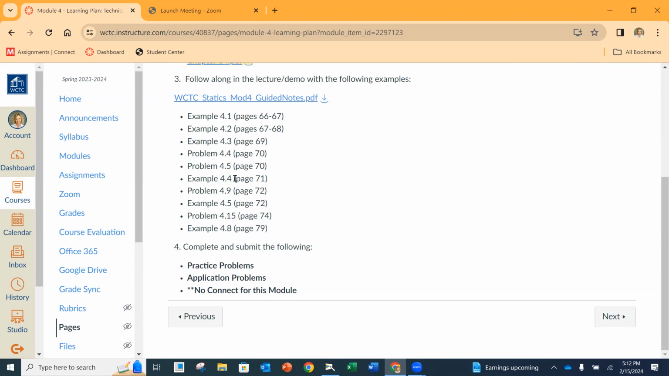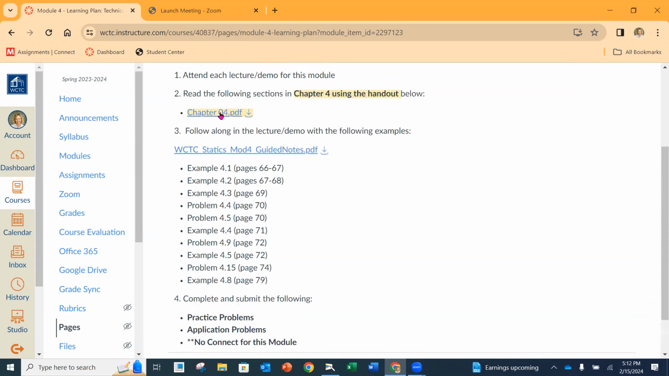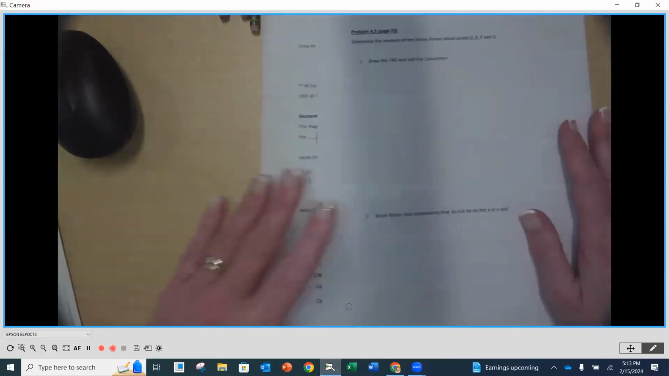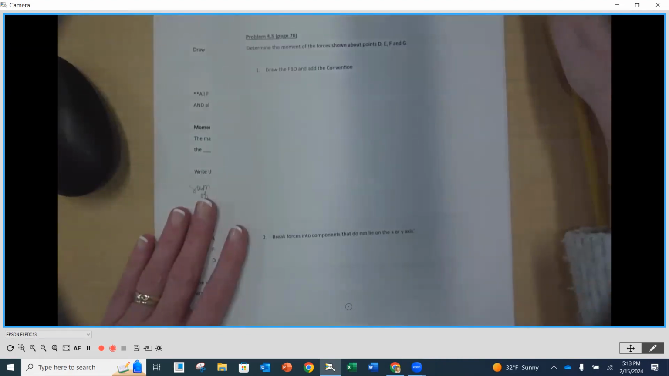We are going to be looking at problem 4-5, and this is found on page 70 in the chapter 4 handout that we see up here. I'm also going to pull it up underneath our camera. Problem 4-5 is on page 9 in our guided notes. So I'm going to go over there and look under here. Just a little bit closer.